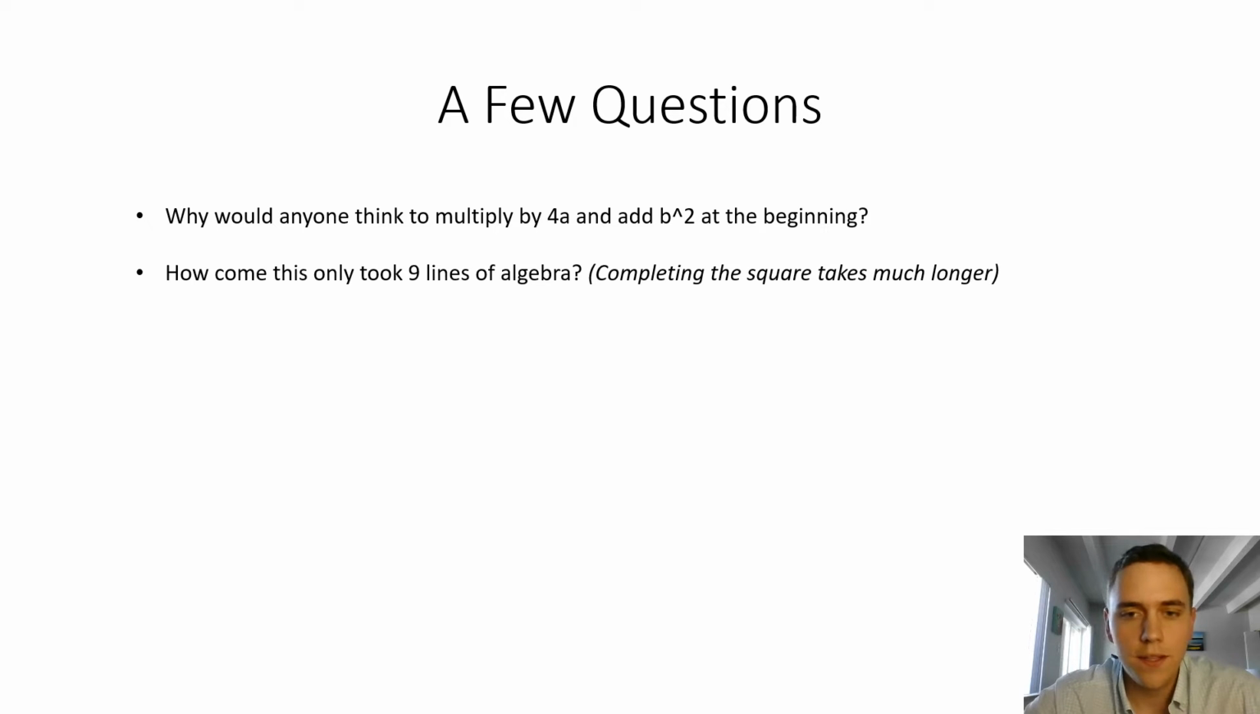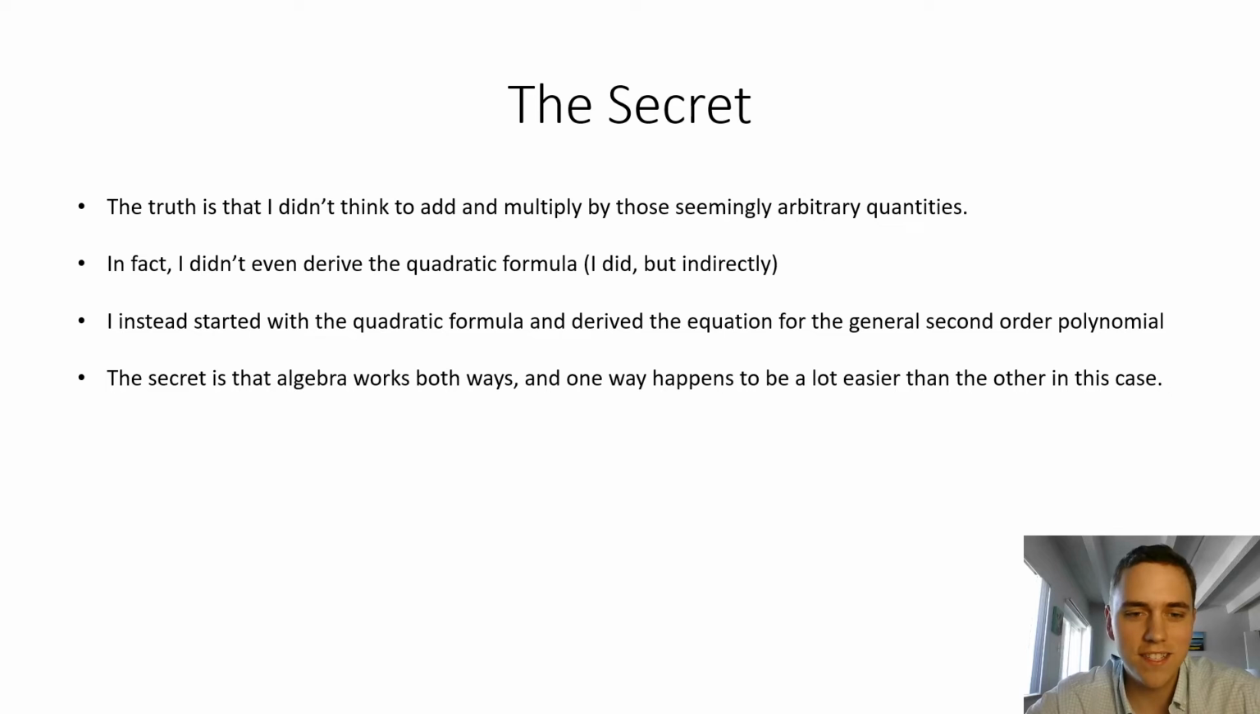And well, the truth is that there's a secret I'm not telling you yet, and let's take a look at it. The secret is that I actually didn't think to add and multiply those seemingly arbitrary quantities, right? What I did instead, first, I didn't even derive the quadratic formula starting from the polynomial and moving to the quadratic formula. I did, but not in a really direct way.